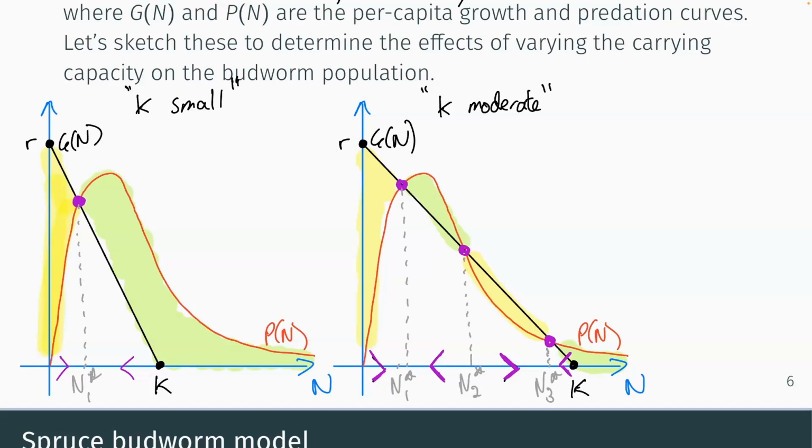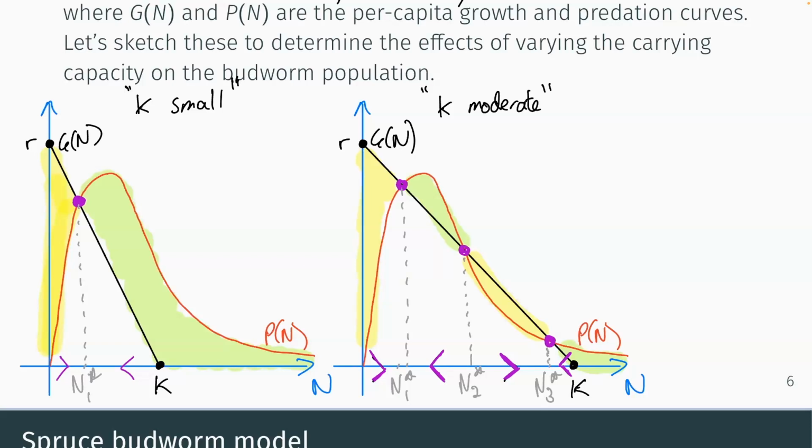As you can see, as we've increased the carrying capacity, the difference between the graph on the left and the right is that this black line, as I increase the value of K, R stays where it is but K increases. We reach a point where we now intersect this curve 3 times. Because of that, this equilibrium N1 star is still stable, just as it was before. We've got an equilibrium in the middle, N2 star, but that's unstable. And then we have another equilibrium over here, N3 star, which is stable.